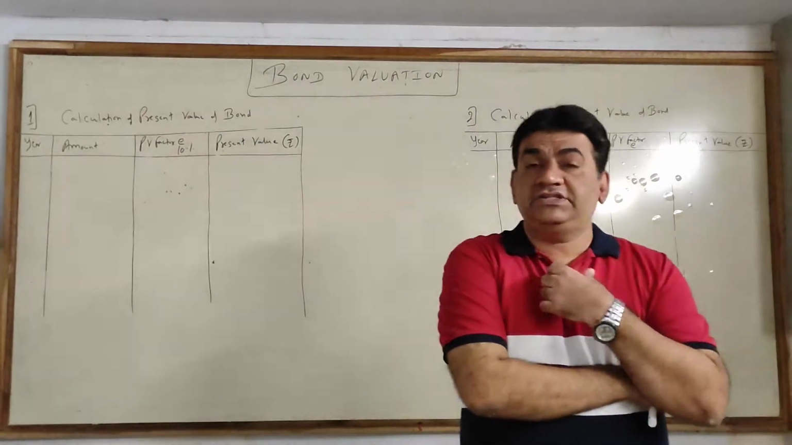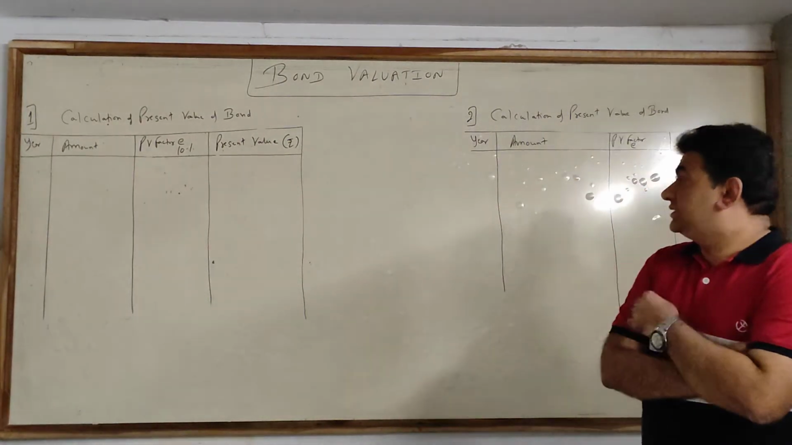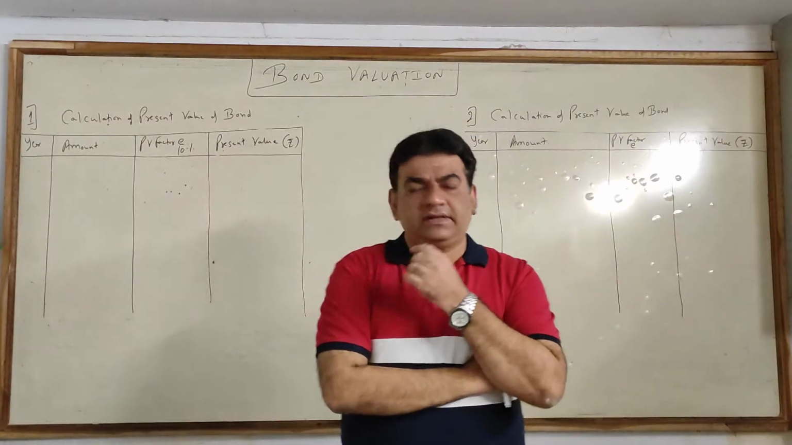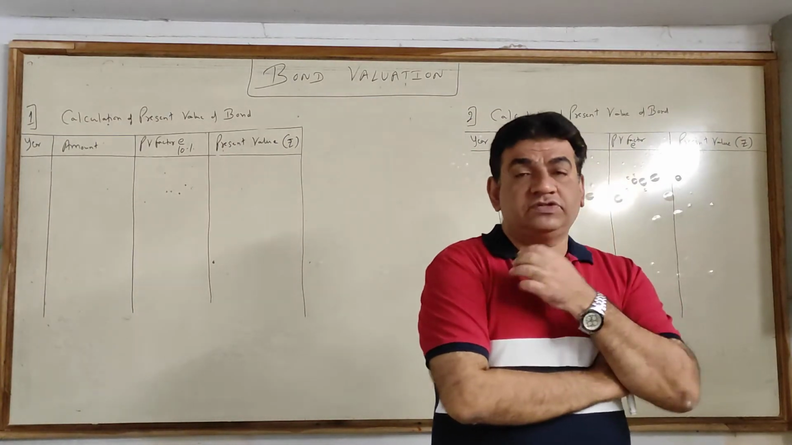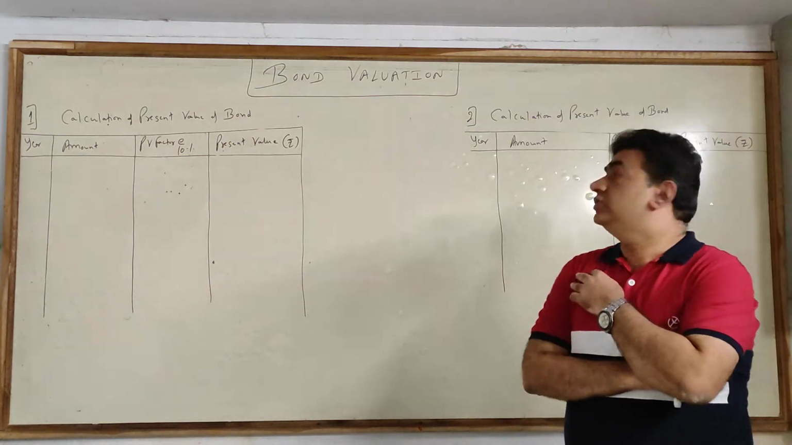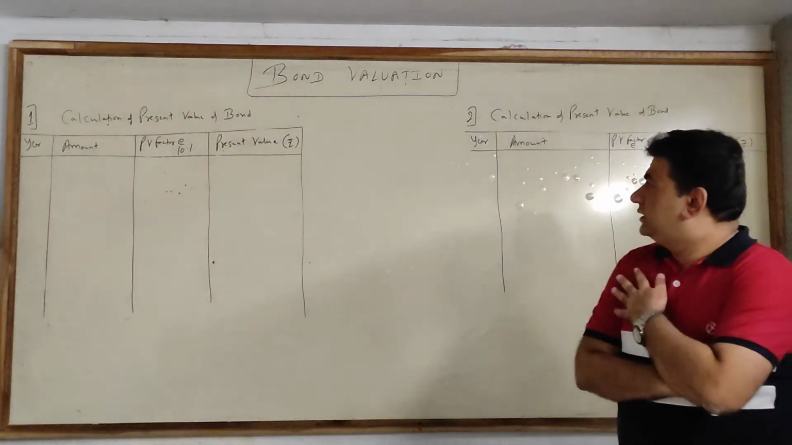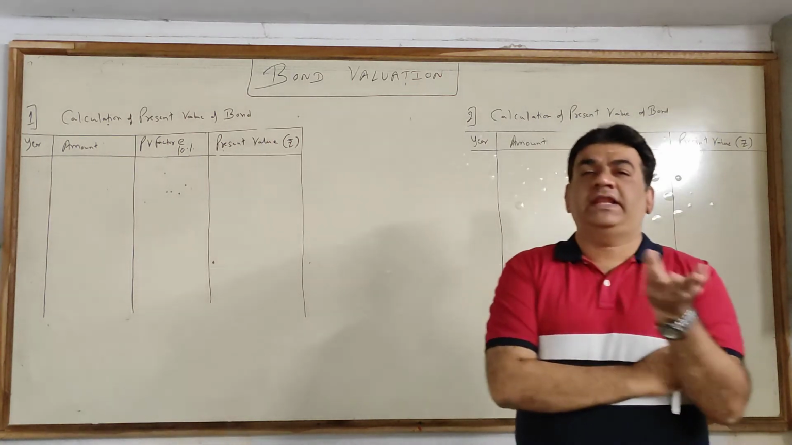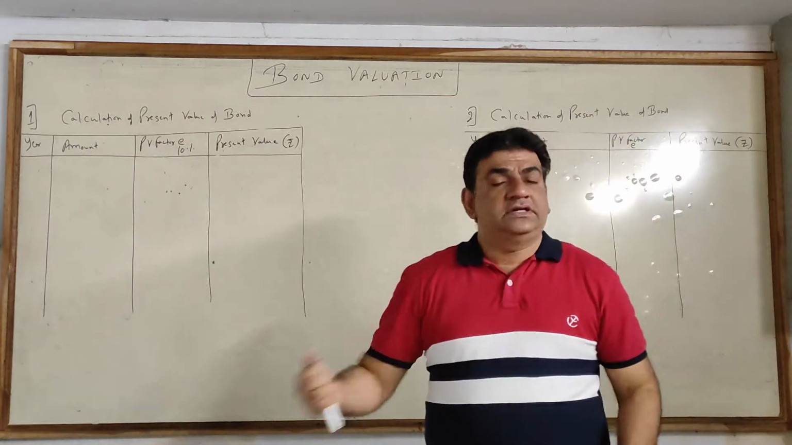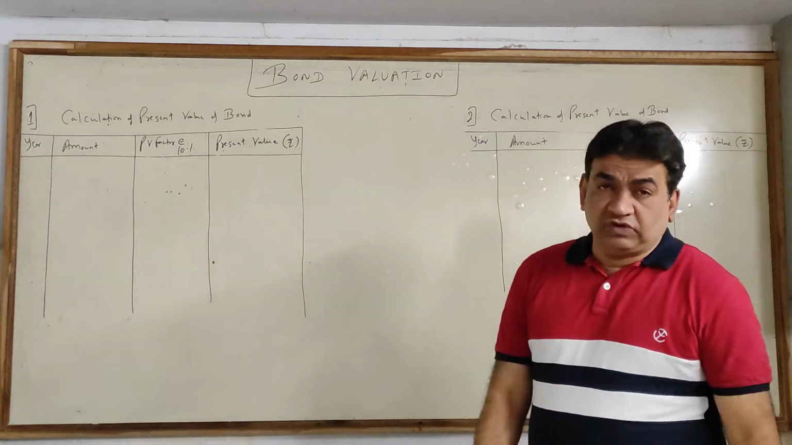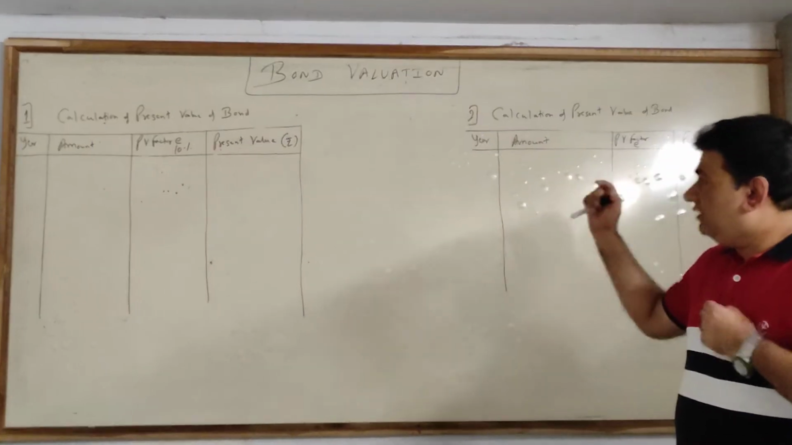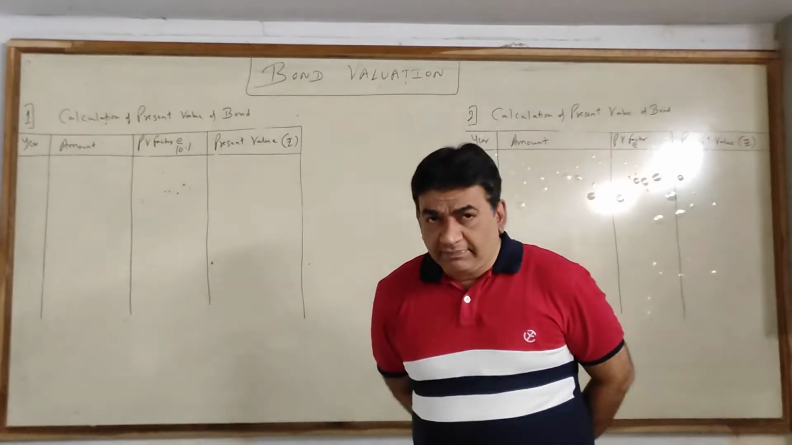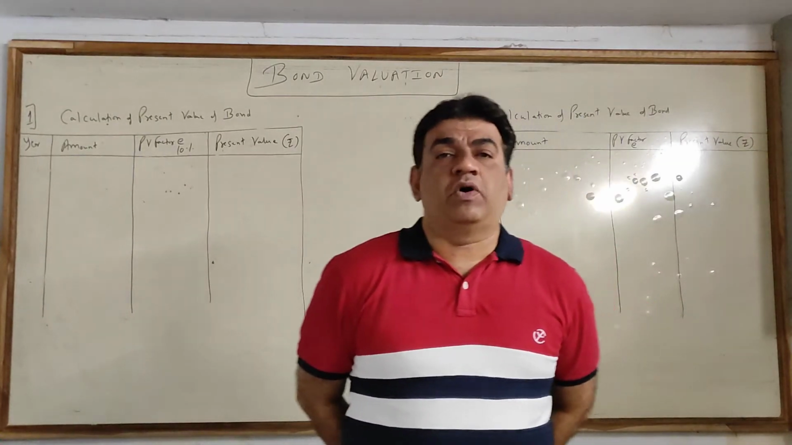Today we start with the next chapter of FM, that is bond valuation. A very scoring chapter, and comparatively in terms of length, the chapter is also shorter. 3 to 4 sessions should be enough. Maximum you can say 4 to 5 recordings or 3 classes to get done with this chapter. Now listen. When I say bond valuation, first you should know what is a bond.